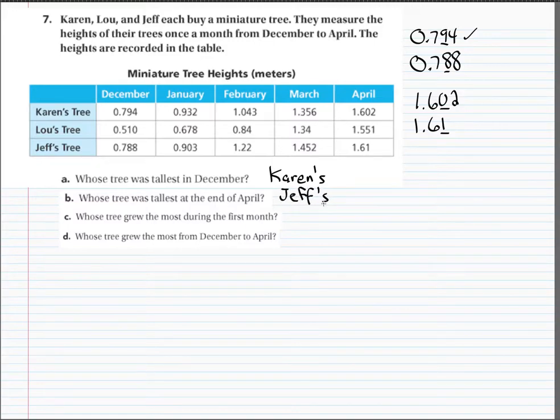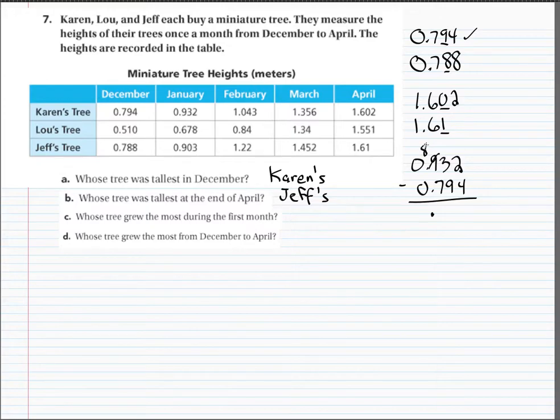All right, moving on to C. Whose tree grew the most during the first month? The first month would be from December to January. So I have to find out who had the greatest growth. I have to find the difference from one month to the next. For Karen's tree, I'm going to subtract 794 thousandths from 932 thousandths. Again, when you're subtracting decimals, line the decimals up, bring it down, and now it's just a matter of doing some subtraction.